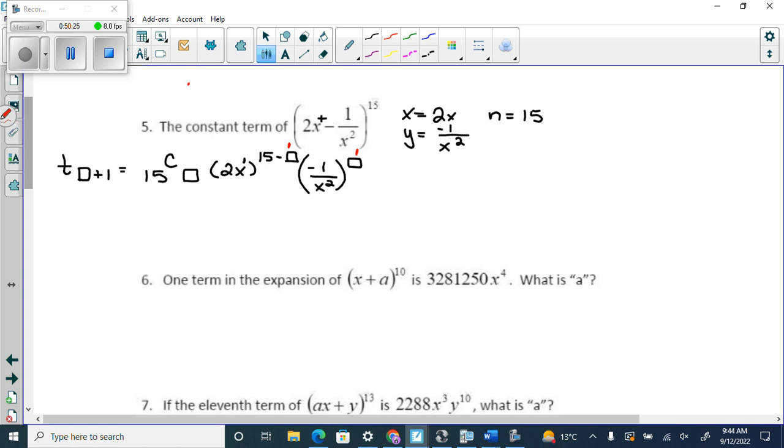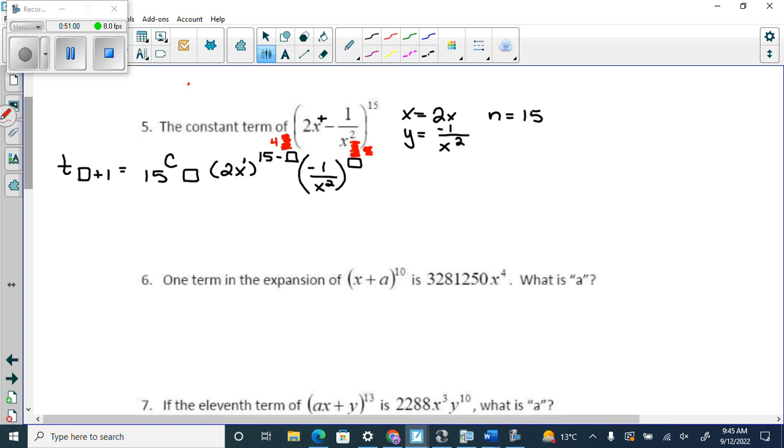So if I try 1, this is going to be x to the 14, right? And this is going to be x to the 2. Do they match? No. So I'm going to try 2. This is going to be x to the 13, and this is going to be x to the 4. Still doesn't match. Say I try 3. This is going to be x to the 12, x to the 6. We're getting closer, but they're still not the same. I'm going to try 4. Now I have x to the 11, x to the 8. Closer, still not the same.